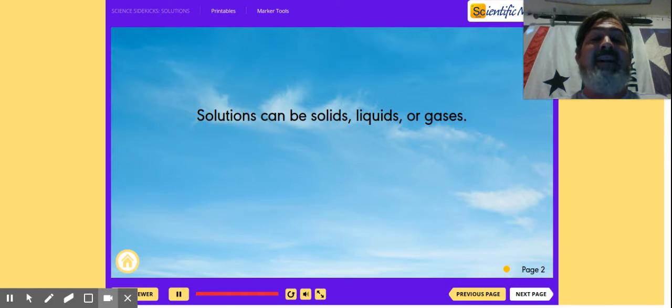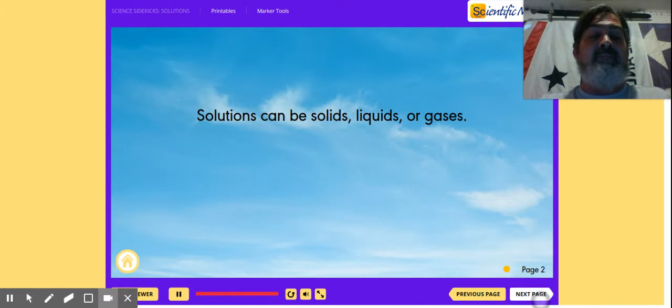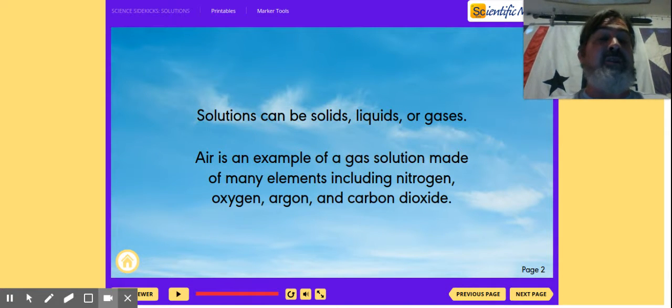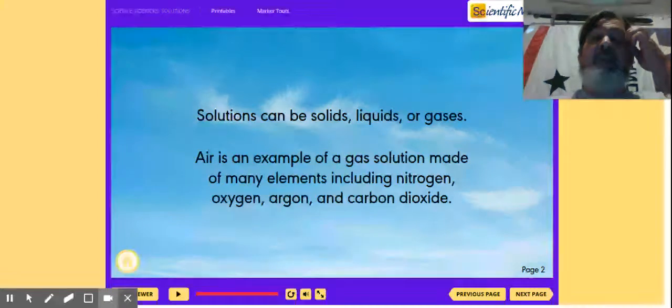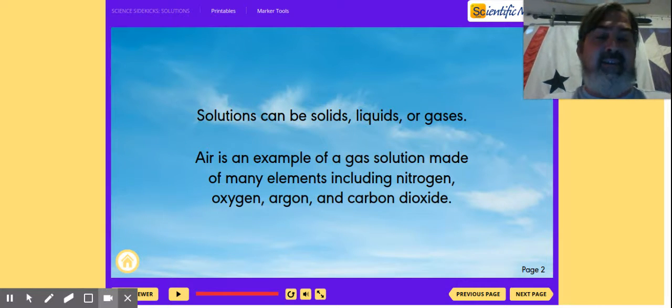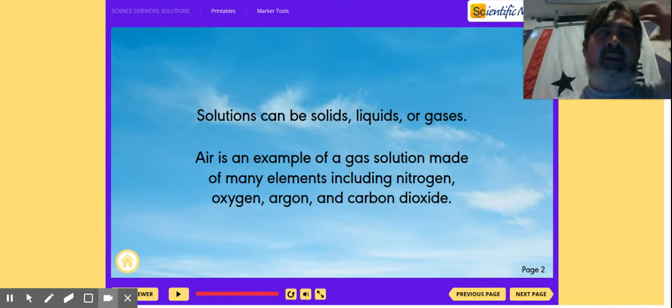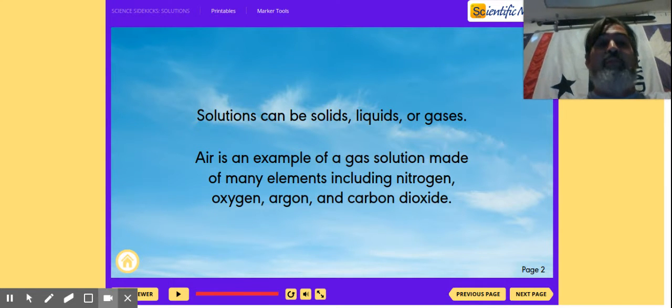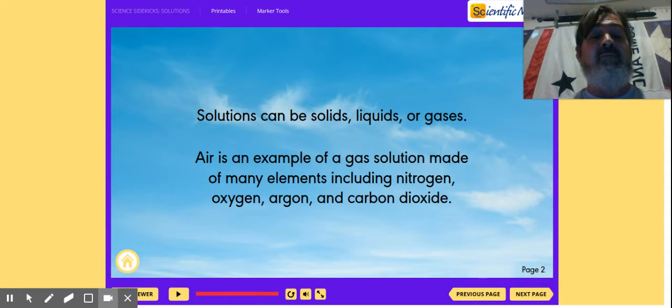Okay, solutions can be solids, liquids, or gases, but in fifth grade, we're mainly going to talk about solutions that are liquids. Air is an example of a gas solution made of elements including nitrogen, oxygen, argon, and carbon dioxide. Think about the air around us right now. Obviously it has oxygen in it, and we breathe out carbon dioxide, so it also has carbon dioxide in it. But all of the oxygen in the room here is pretty much the same. It's mixed evenly, therefore, it's a solution.